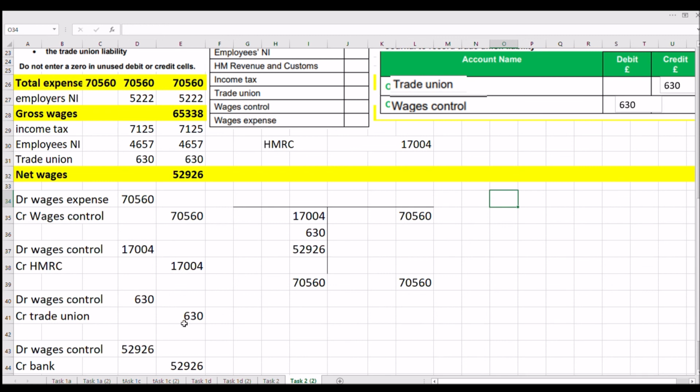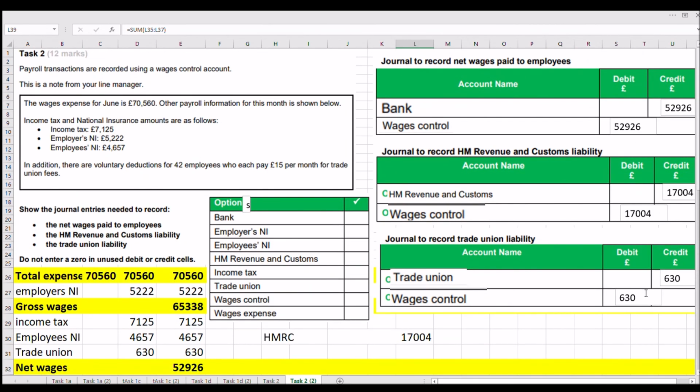So we've now created our journals. Do we now go and put the answers in? No, we don't. We now produce our T account for the wages control. Here's the wages control T account. Put the numbers in from your journals and check that it balances. If it balances, so that the carry down is 0, then you know you're right. You've got the right figures, and these are then your journals. Now you drop them into the answer, and there's the answer.